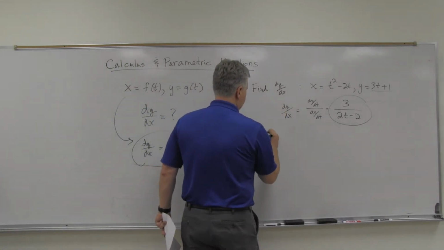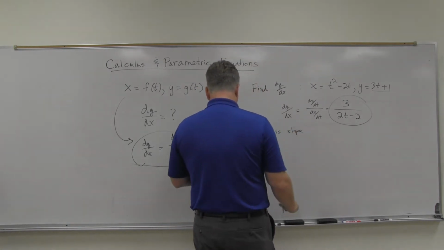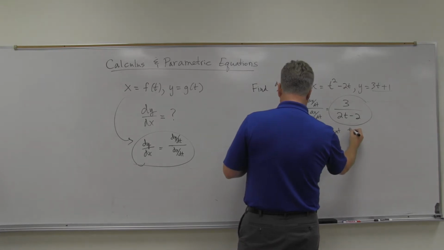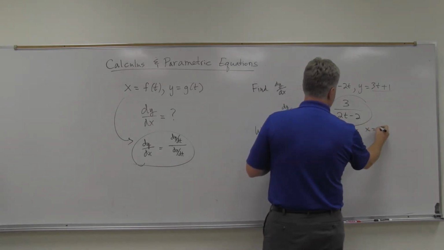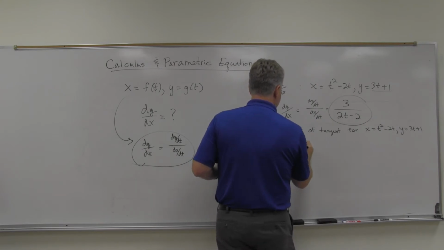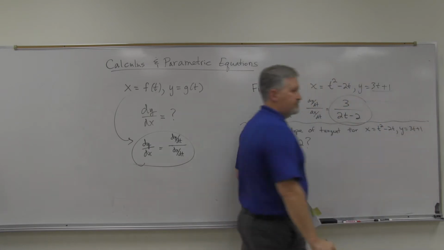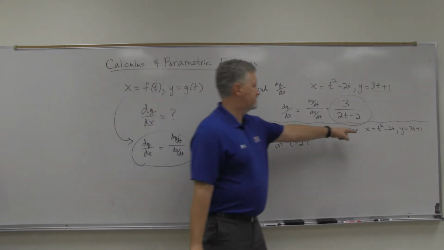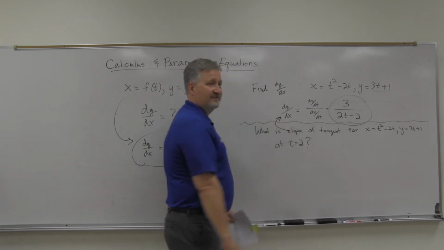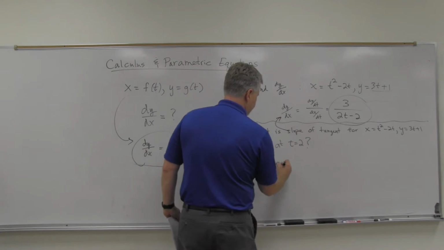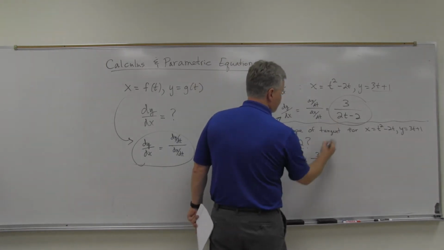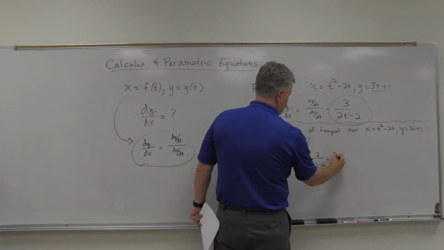Okay, so what is the slope of the tangent for this one? X equals t squared minus 2t, y equals 3t plus 1, at t equals 2. Just add a b part to this one. Same parametric equation. So what's the slope of the tangent for those? Well, slope of the tangent is dy over dx, isn't it? So this slope here is going to be dy over dx, which we now know t is 2, or we're given that t equals 2, so it'd be 3 over 2 times 2 minus 2. So that's 3 over 4 minus 2, that's 3 halves.